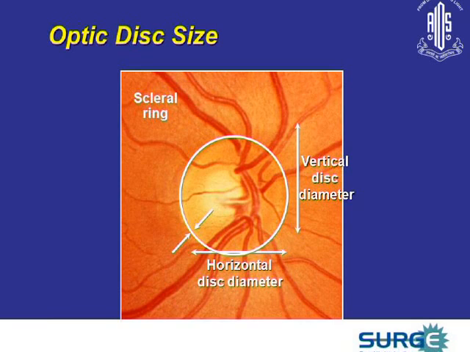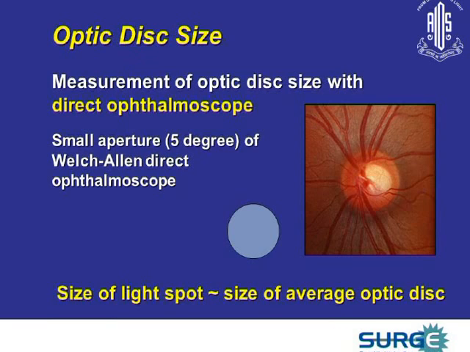The way to do this, you can use the white spot of the 5-degree illumination of the Welch-Allen ophthalmoscope and put it over the disc. If it covers the disc more or less, it is an average size disc. If the disc is smaller, that means it is a small disc. If it is larger than the size of the white spot, that means it is a large disc.